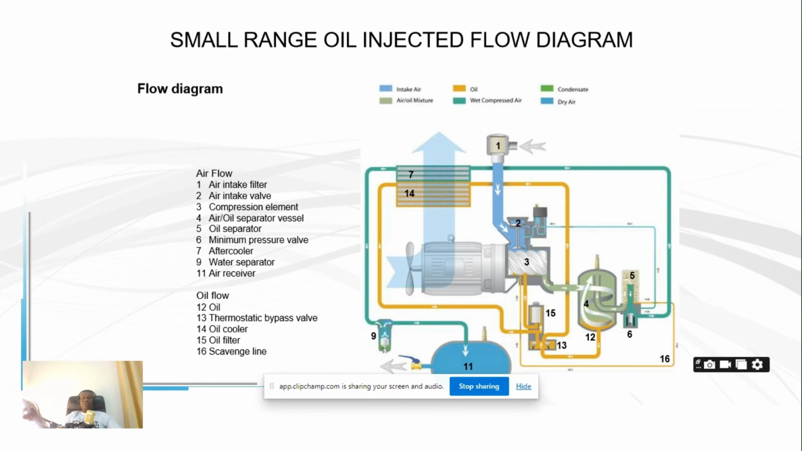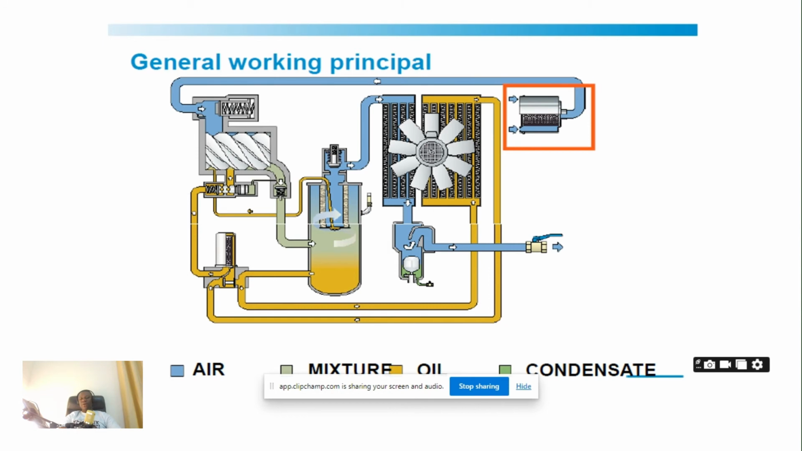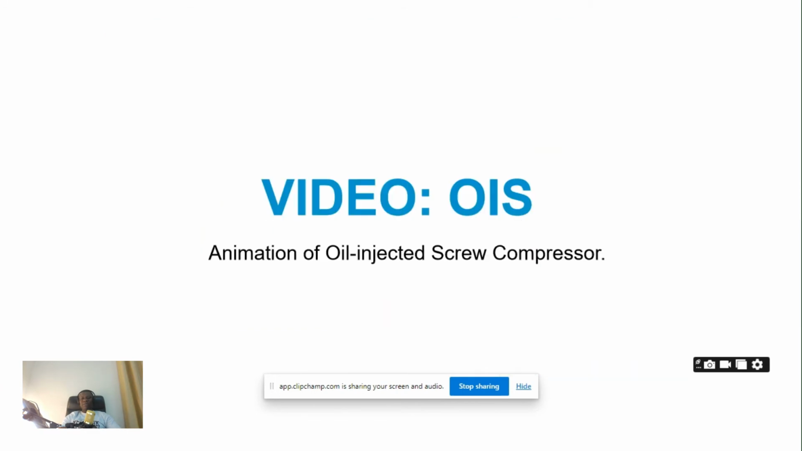Well, this is the small range oil injection flow diagram. We've talked about this. You can see the labeling, the flow: air intake valve, compressor element, air oil separator vessel, oil separator, minimum pressure valve, after cooler, water separator, air receiver. The air receiver is where you store your air. For the oil flow, you have the oil, the thermostatic bypass valve, oil cooler, oil filter, scavenge line. All these things we've explained. This is for the general working principle. I will do an animation on this, so no need to explain now.